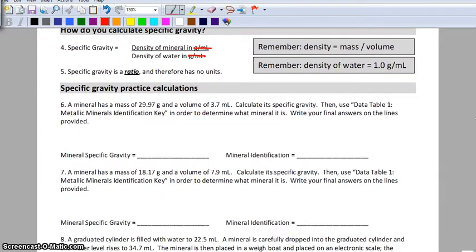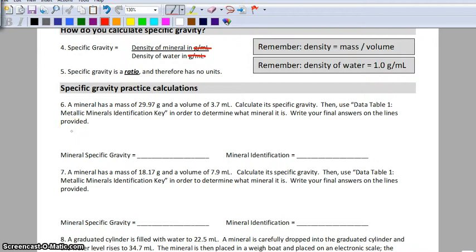Number 6 says a mineral has a mass of 29.97 grams and a volume of 3.7 milliliters. Calculate its specific gravity, then use data table 1, the metallic minerals identification key, in order to determine what mineral it is. We're going to write our final answers on the lines provided. Now, anytime we do a calculation in this class, we know we need to show our formula, we need to show our work, and we need a final answer with units. But we're lucky this time because specific gravity has no units.